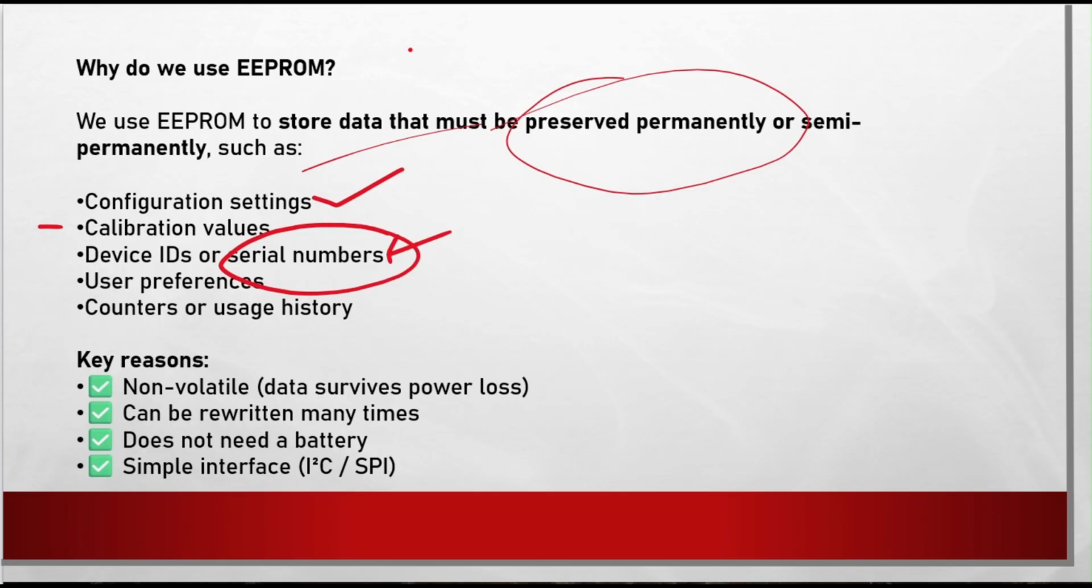The key reason is that it is non-volatile. Even when the MCU power is off, the data is still in the EEPROM. When the MCU regains power, it can read the data from the EEPROM and work on scheduled tasks. It can be rewritten many times and does not need a battery. We can also interface the EEPROM using I2C or SPI. I will also talk about how I2C communicates with EEPROM. Okay, go to the next slide.